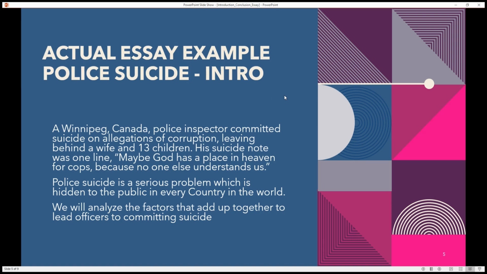So you see this first part, grasp the reader's attention. This guy committed suicide, leaving behind 13 children, his suicide note. Then leading to the subject of police suicide and how it's hidden to the public. And then what we will do, which is analyze factors that add up together to leading an officer to suicide.